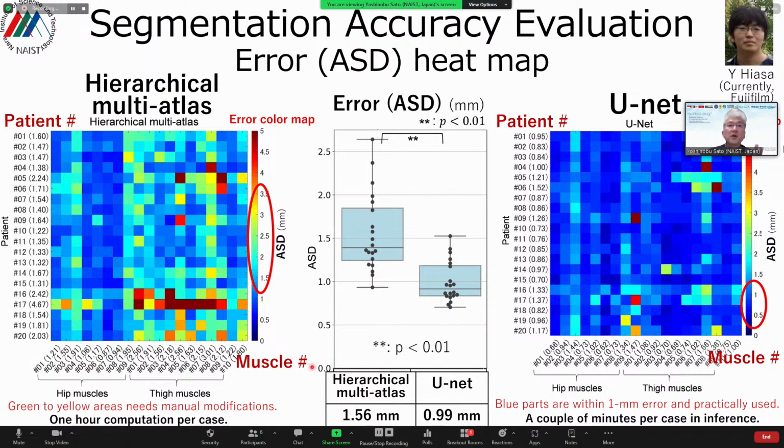In our experience, if it is a blue part, that means almost 0.0 millimeter error or less. The result is directly applicable clinically. And also, more importantly, in non-deep learning methods, processing time will be 1 hour or more, while with the deep learning method, it is a couple of minutes. This is another very important advantage.